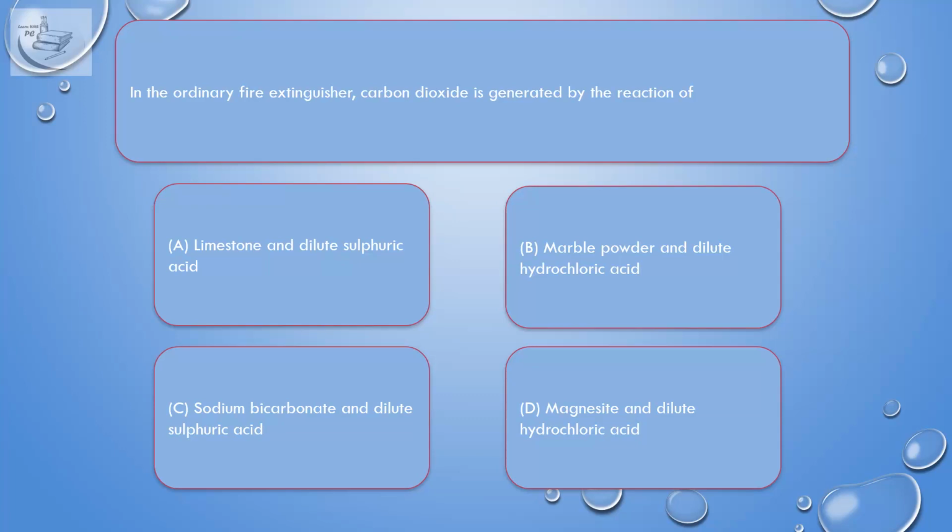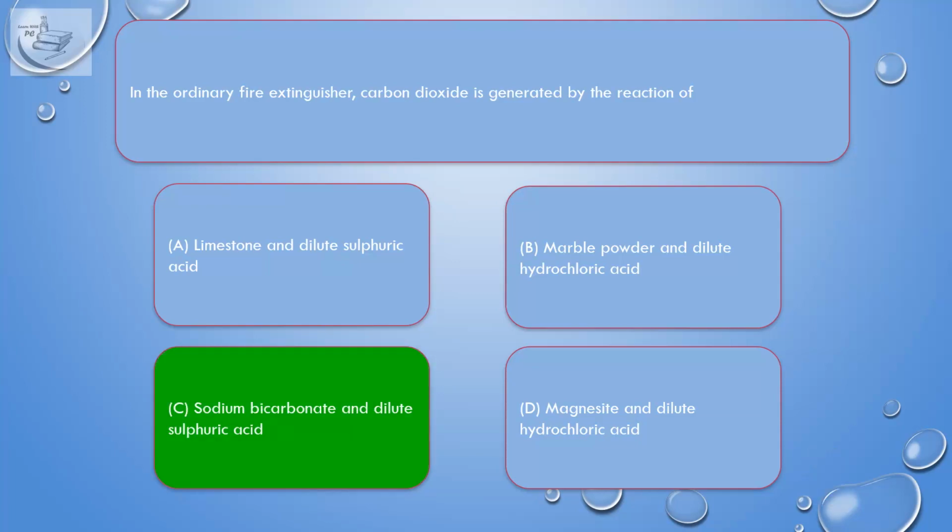Question: in the ordinary fire extinguisher, carbon dioxide is generated by the reaction of A. Limestone and dilute sulfuric acid. B. Marble powder and dilute hydrochloric acid. C. Sodium bicarbonate and dilute sulfuric acid. D. Magnesite and dilute hydrochloric acid. Correct answer is C. Sodium bicarbonate and dilute sulfuric acid.